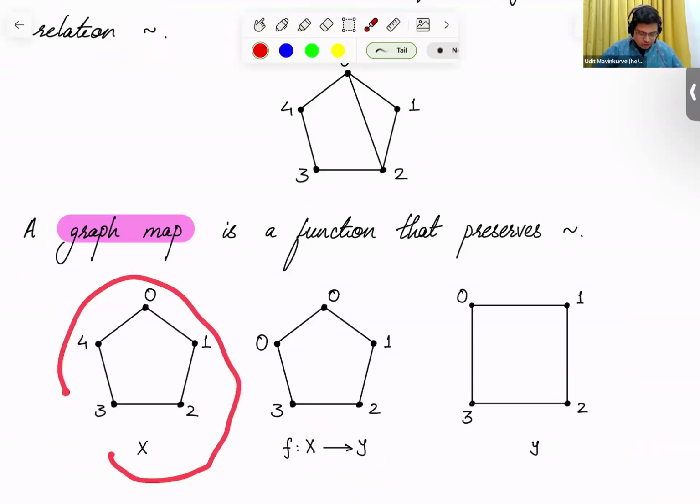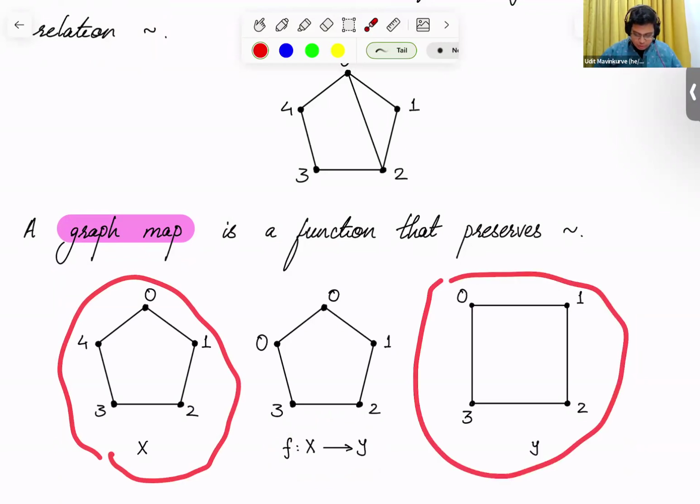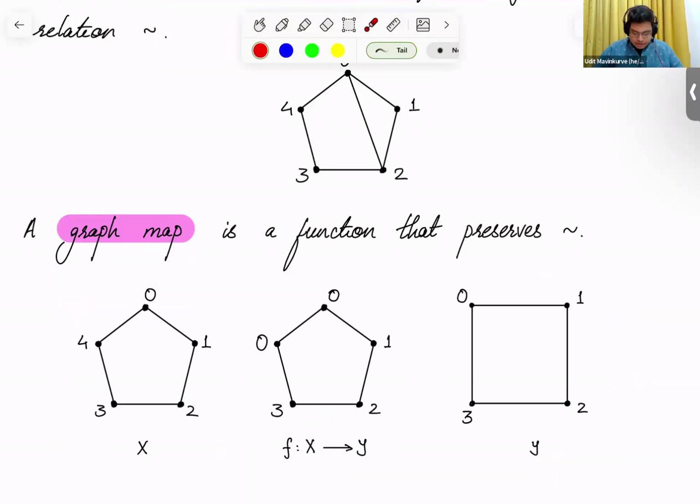Suppose you have this domain graph X and a codomain graph Y. The way you depict the data of the graph map is you take the domain graph and label the vertices using the labels of the codomain graph. For example, in the graph map depicted over here, the vertices 0 and 4 are both sent to the vertex 0. Vertex 1 is sent to 1, 2 is sent to 2, and 3 is sent to 3.